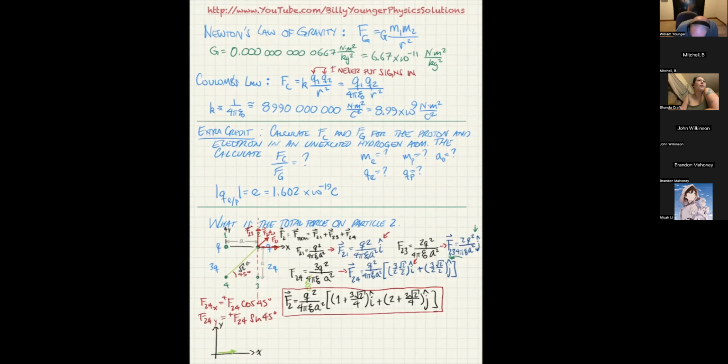this is the X component, and then this is the slightly bigger Y component. Therefore, this right here is F2. And I'm going to call that angle phi.